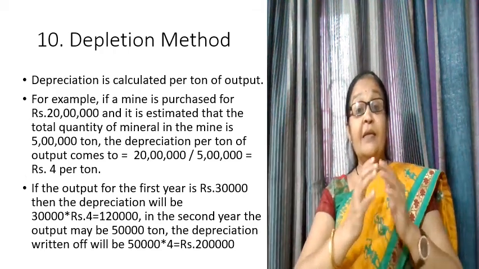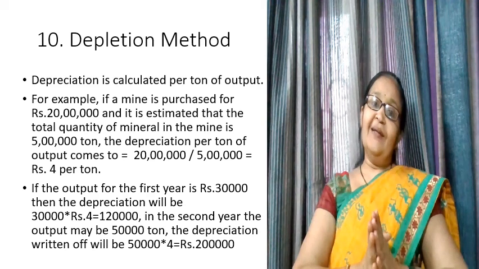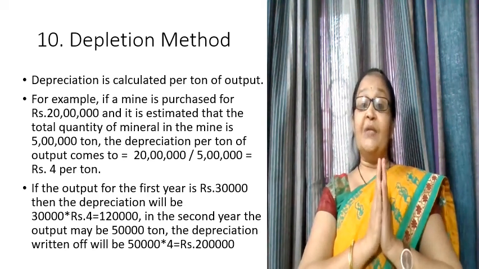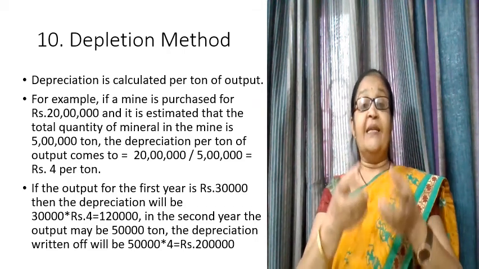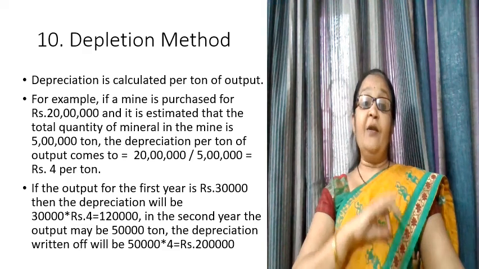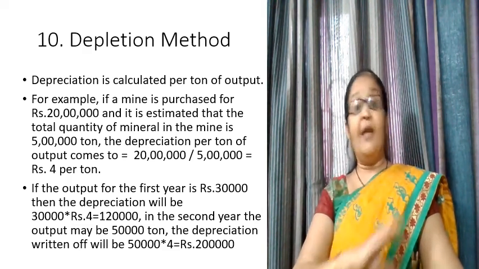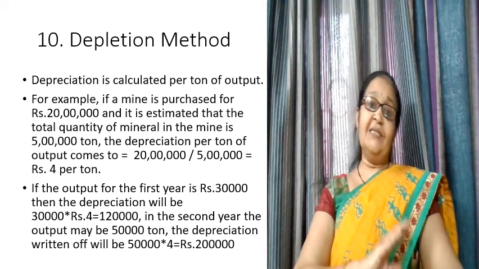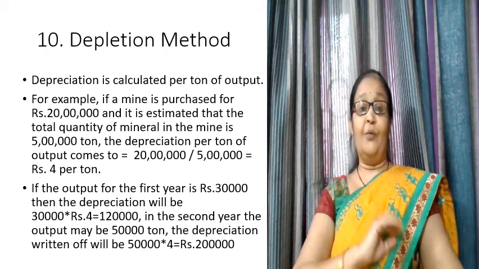Another method for discussion here is the depletion method. The depletion method is used in case of mines, quarries, and places where there is an extraction of natural resources, where an estimate of the total quantity of output likely to be available should be available. Depreciation is calculated per ton or per unit of output.